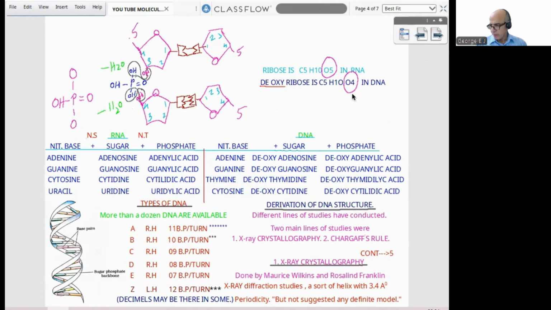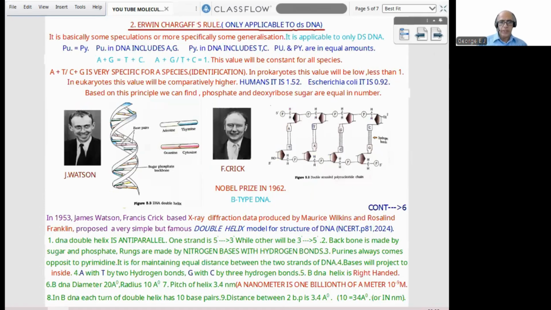Then ribose, deoxyribose, the molecular formula, why it is deoxy, here O4, here it is O5. Then nitrogen base, sugar and phosphate comparison, RNA, DNA. Typical example: cytosine, cytidine, cytidylic acid, thymine, deoxythymidine, deoxythymidylic acid, that way. Then came types of DNA. Z is exceptional, left-handed, 12 base pairs per turn. The others are right-handed, and the number of base pairs. Derivation of DNA structure, X-ray crystallography, Chargaff's rule. Then Chargaff's rule, under which so many items we proceeded.